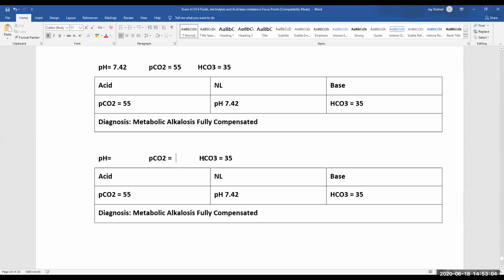Let's see. pH 7.31. CO2 is 34. And bicarb is 21. All right, what do you guys think? Just figure it out off the top of my head. Work it out. Metabolic acidosis uncompensated?